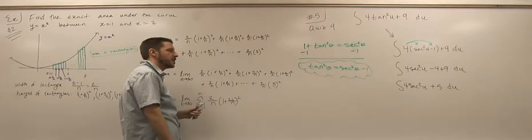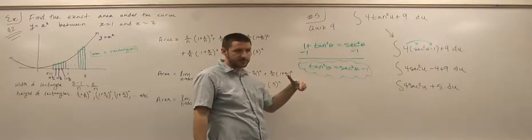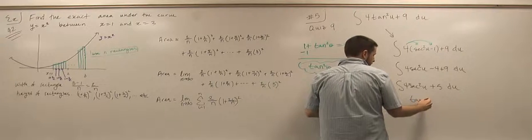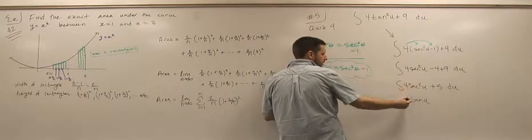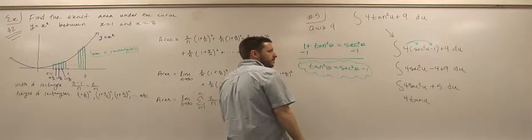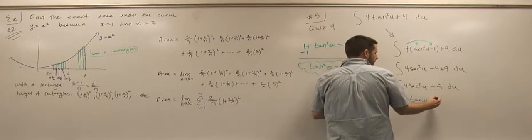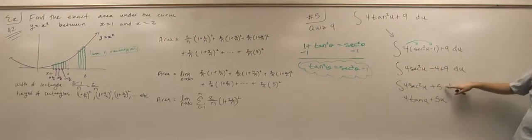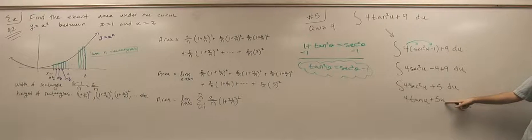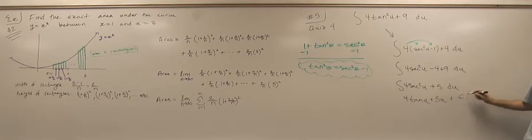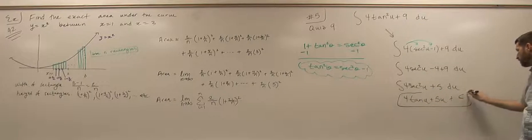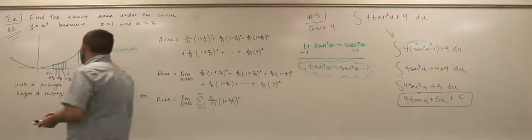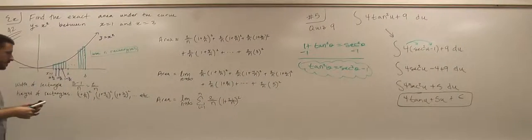Secant squared is the derivative of tangent. So the integral of secant squared is tangent. The 4 is a constant multiple, so it's going to follow down. The integral of 5 is going to be what? 5u. Right, the integral of a constant is the constant times whatever your variable is. And then plus C. So that's what you should have gotten.